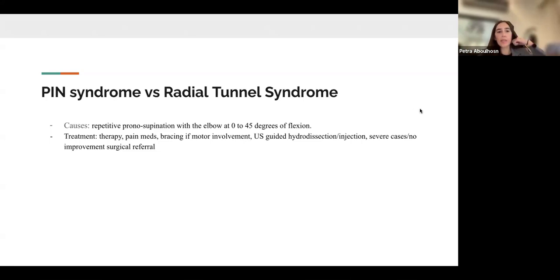Treatment for this is basically the same as the ones before: therapy, pain meds, bracing if motor involvement, and we can also use ultrasound-guided hydrodissection or injection. In severe cases at the arcade of Frosch with no improvement, we can also refer for surgery.